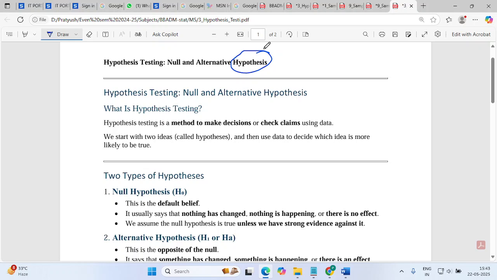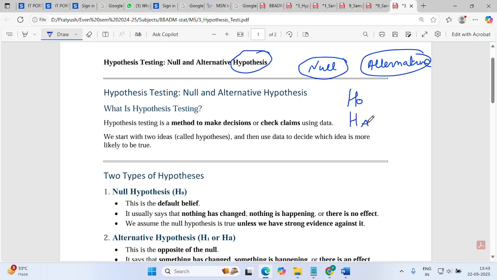So let me try to explain hypothesis. There are two types of hypothesis. One is the null hypothesis and the other is the alternative hypothesis. The null hypothesis is represented by H0, and the alternative hypothesis is represented by HA.